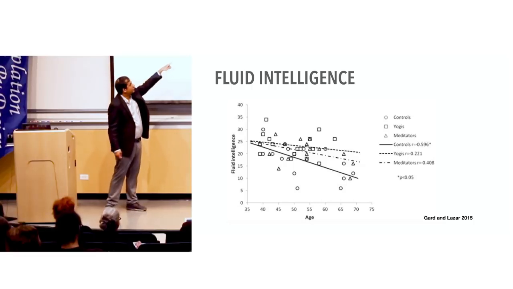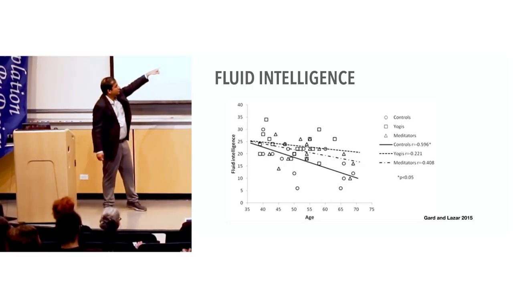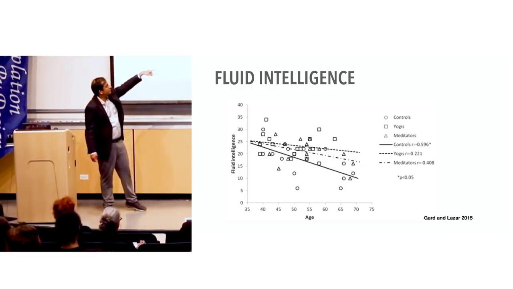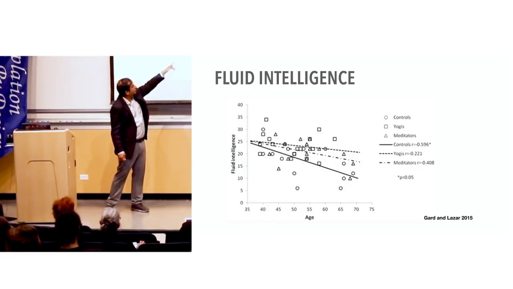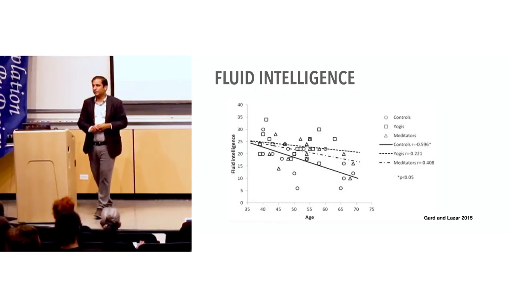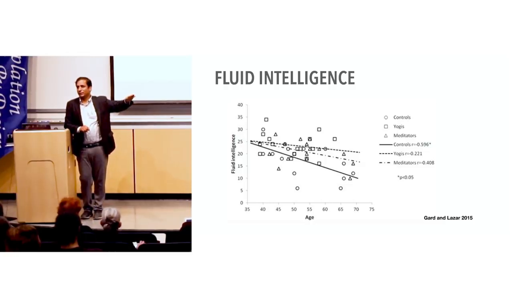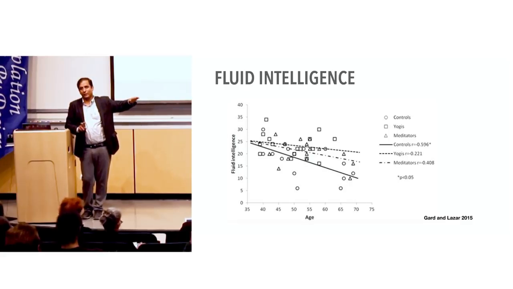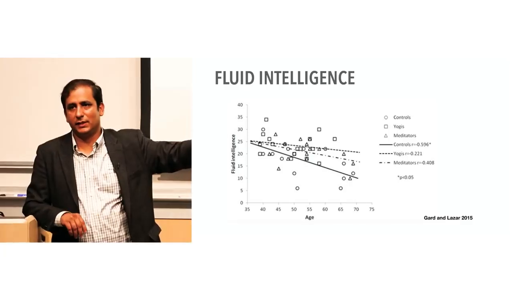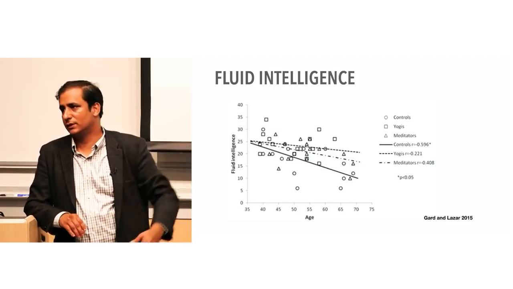And then they compared three groups: controls, yogis, and meditators. They found the yogis, people who are meditating plus doing yoga, had the best result. They basically slowed down and stayed fluid, with more intelligence across the age span. Meditators were slightly less, but better than controls, and controls had a normal aging process.